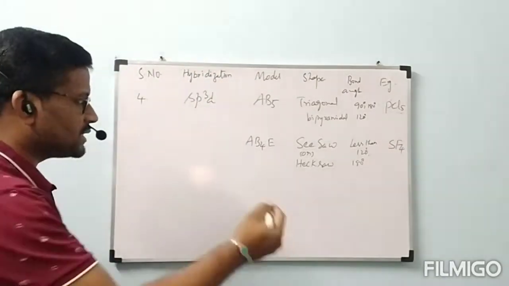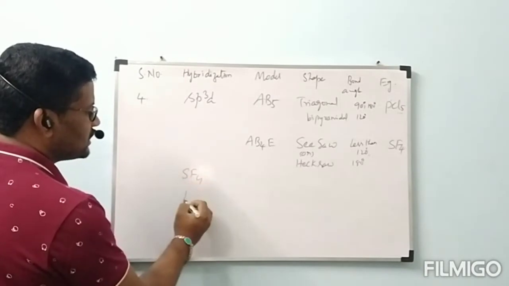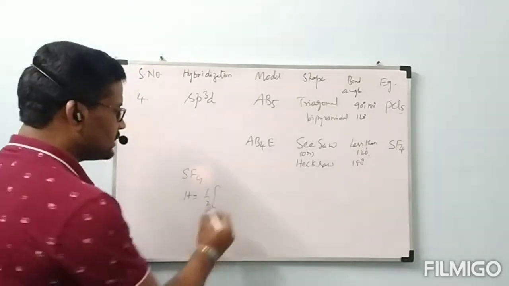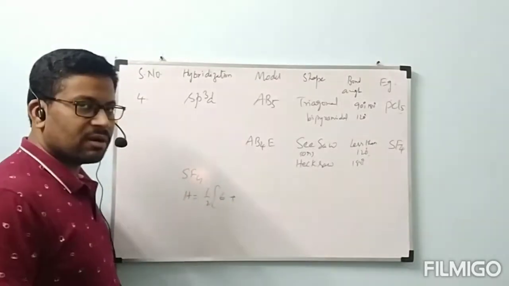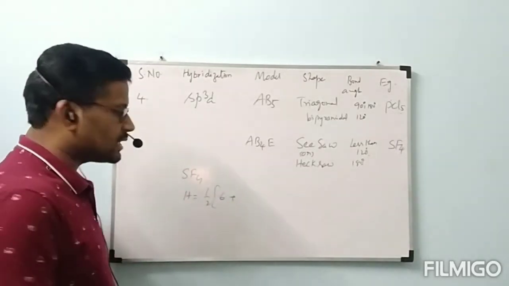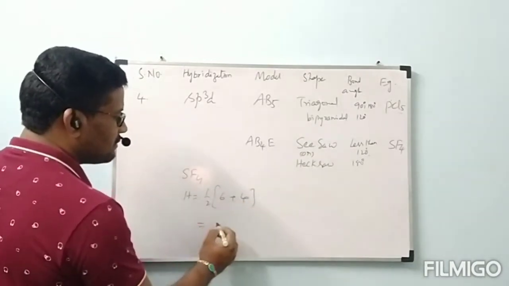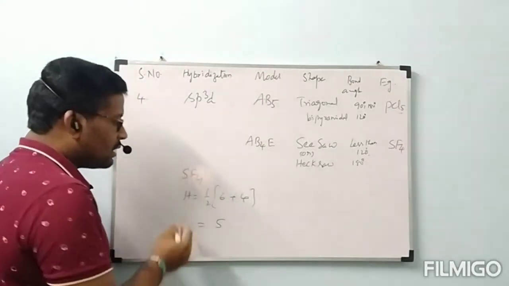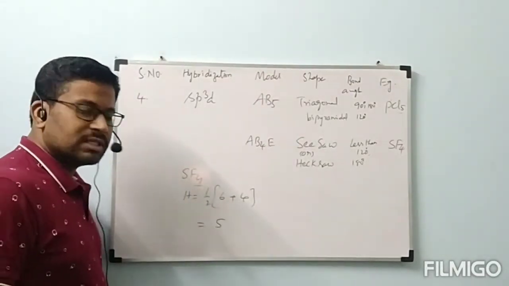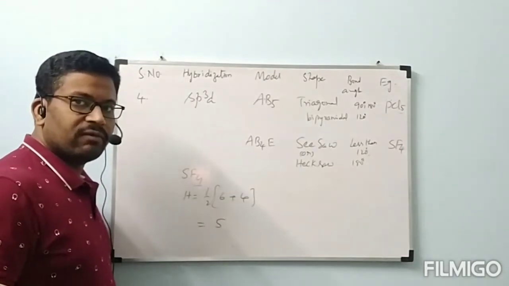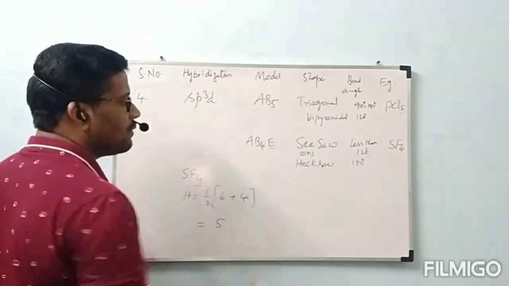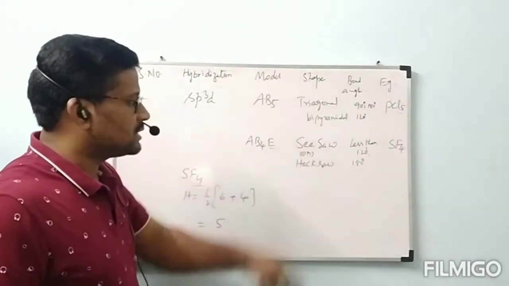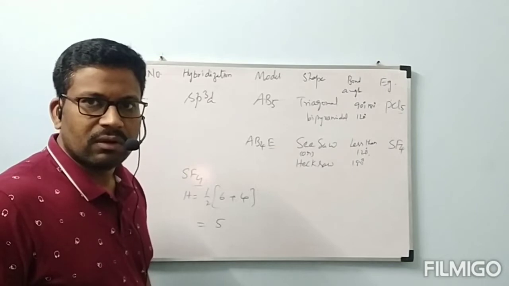What is that? SF4. For example, let us see SF4. H value. H is equal to 1 by 2 into sulfur number of valence electrons 6 plus fluorines, number of monovalent atoms only, 4 fluorines are there. 6 plus 4, 10 by 2, 5. 5 means sp3d. But how many fluorines we have? 4 fluorines. H value we got 5. 5 minus 4, 1. So 1 lone pair. AB4E, seesaw structure or hexa. Okay? Next.